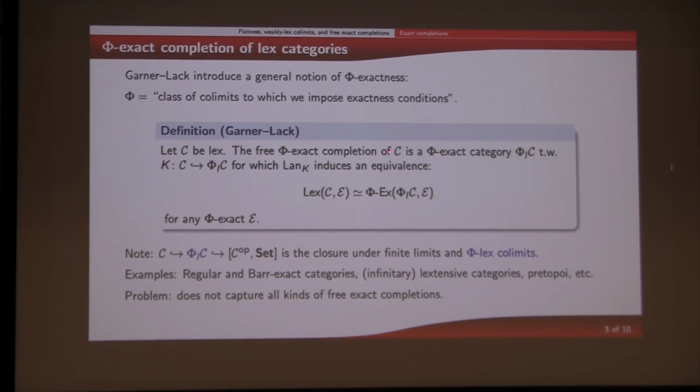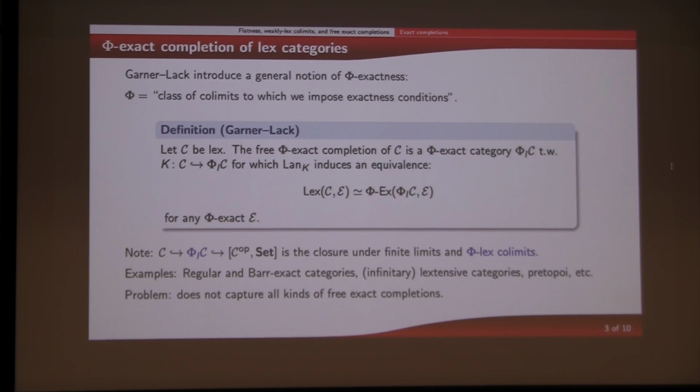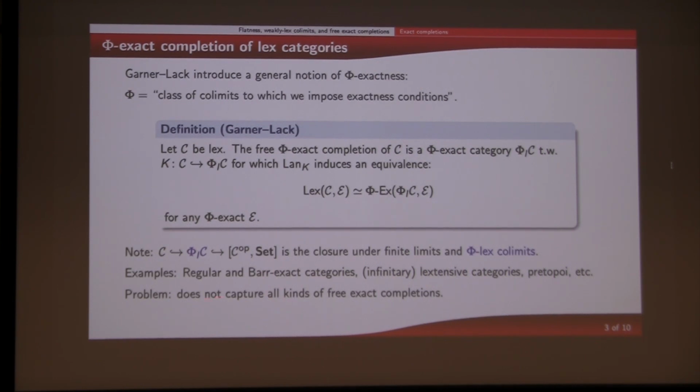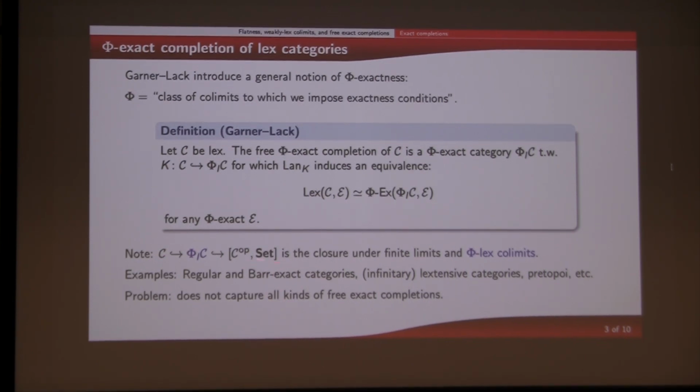So given a lex category C, the free Phi exact completion Phi of C satisfies the universal property, as shown there, with the only difference from before that we have Phi exact functors out of Phi of C. So those functors that preserve finite limits, and in addition these Phi colimits that I told you. And as before, this Phi of C can be obtained by closing the representables in the presheaf category of C under finite limits and these new colimits. So exactly as before. And these are some examples that I've already mentioned.